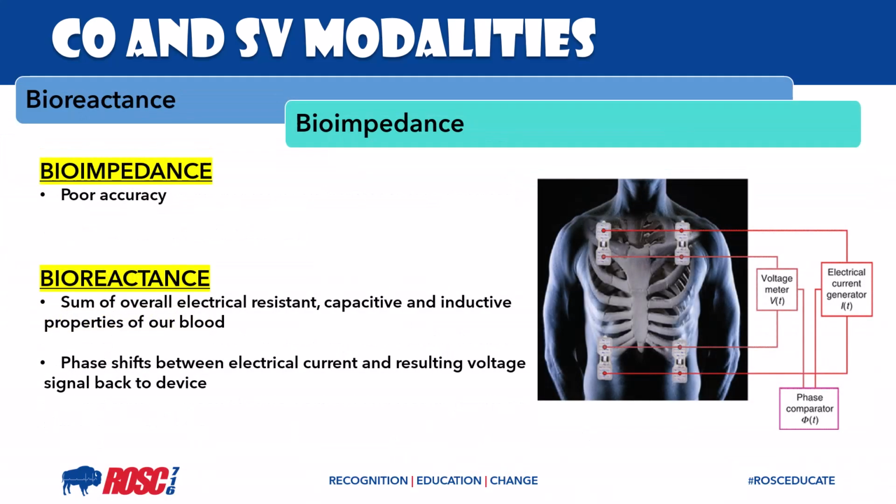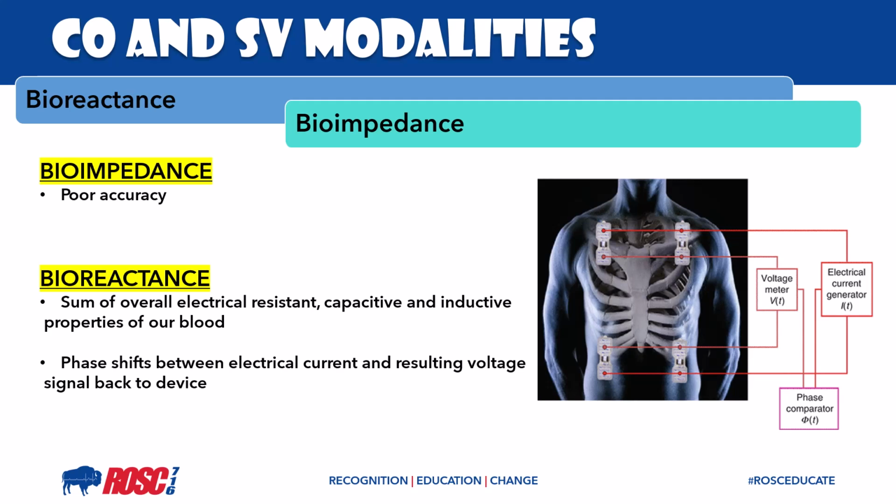Lastly, we have bioimpedance and bioreactance. Now, these are truly non-invasive technologies. Due to the accuracy and limitations to bioimpedance, however, I'm going to focus my discussion on bioreactance. When using bioreactance, there's 4 lead packs placed to the skin of the thorax. And this is a pretty wild technology.